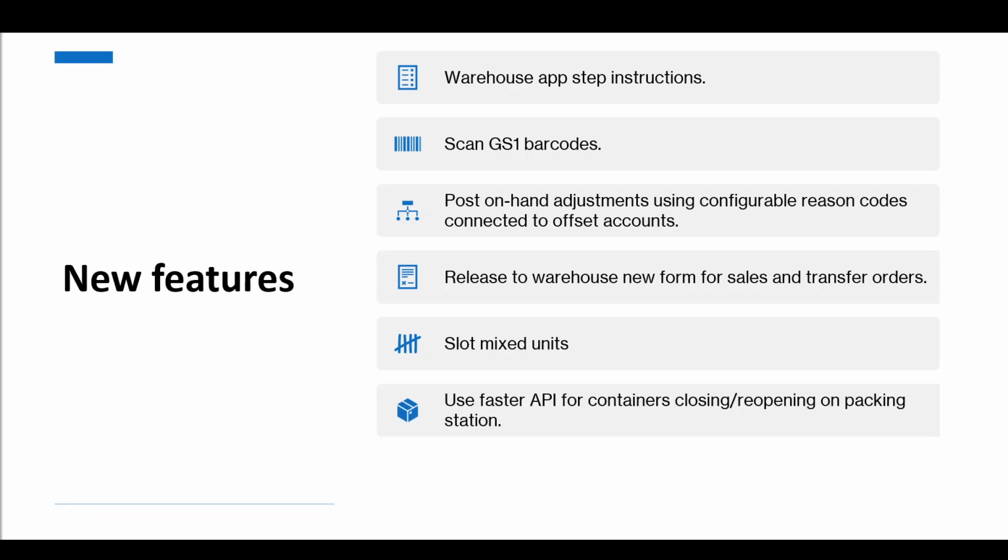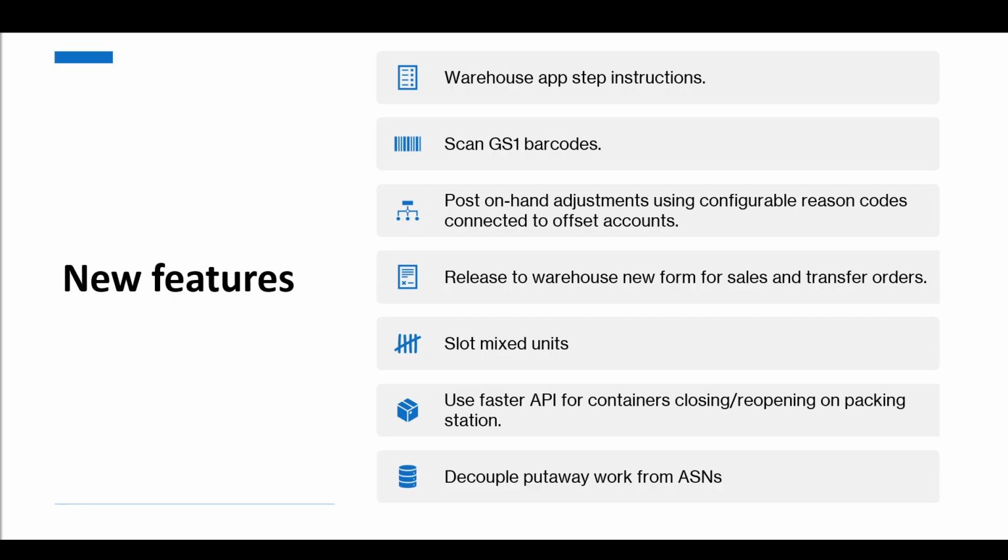The second feature is a performance enhancement using a faster API for the containers closing and reopening in the packing station process. When this feature is enabled, the inventory transactions related to the containers will be created using a new lightweight process to improve the performance of closing or reopening containers.